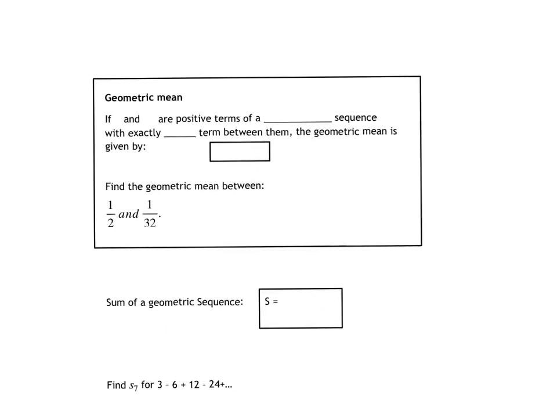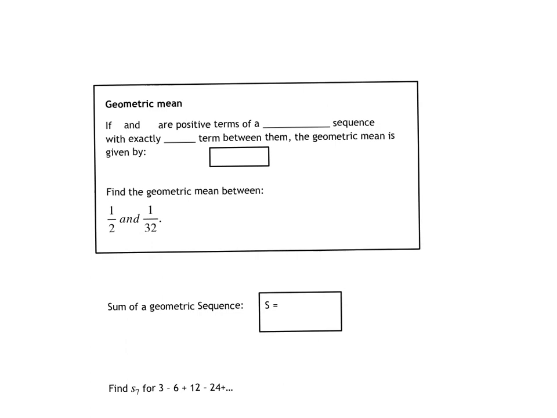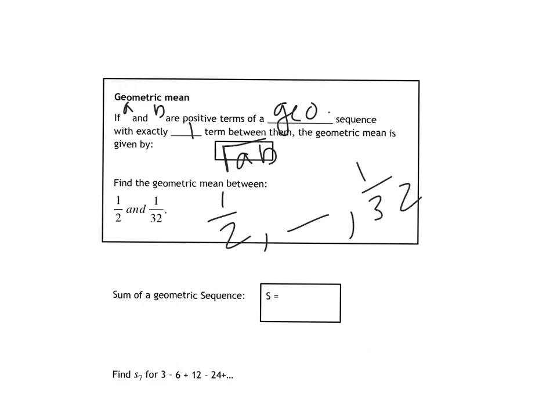Something called geometric mean. If we have two positive terms, A and B, and we know it's a geometric sequence with exactly one term in between them, then the geometric mean is given by the square root of A times B. The square root of A times B. So if I'm going to find the geometric mean between two numbers, I have to know that there's one number in between.